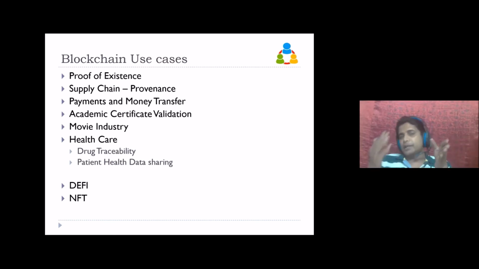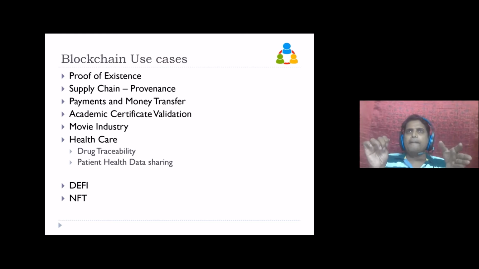That is one use case. Another use case which I talked about earlier is the logistics use case, or supply chain. Supply chain helps in the provenance of a commodity. In the supply chain world, you don't even know where your coffee powder came from. You are going to a hotel, ordering a coffee and drinking it.